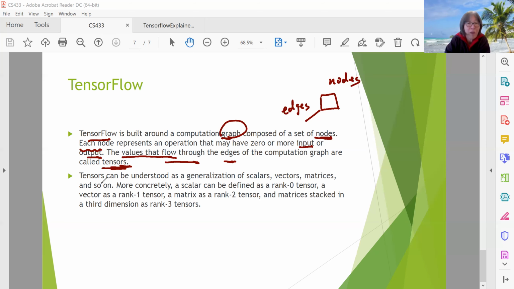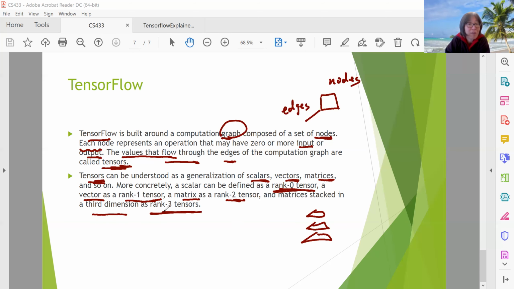Later on we will also see that you can define some operations on the nodes. So what is a tensor? A tensor is a generalization of scalars, vectors, matrices, and so on. A scalar is considered a rank 0 tensor. A vector can be considered a rank 1 tensor. A matrix is considered a rank 2 tensor. And you can stack matrices, which gives a third dimension, and then it's a rank 3 tensor. So this is just some idea.